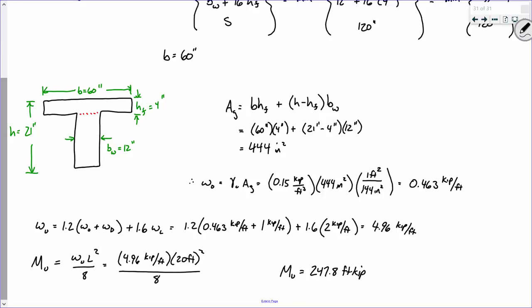247.8? A student of Bill Pearson, if I ever heard one. All right. Does everybody get that? You good with that value? Now, I know this was a little bit of an involved step one, but I think this is important to make sure you can compute the effective flange width, get the self weight, and all that.